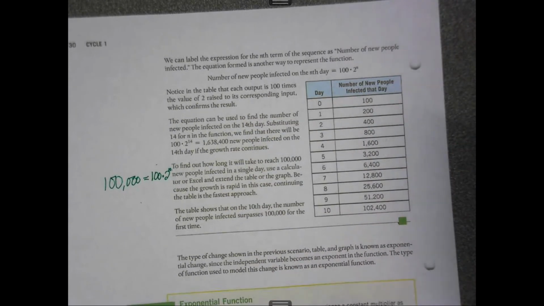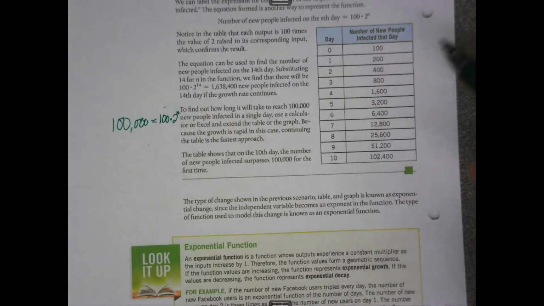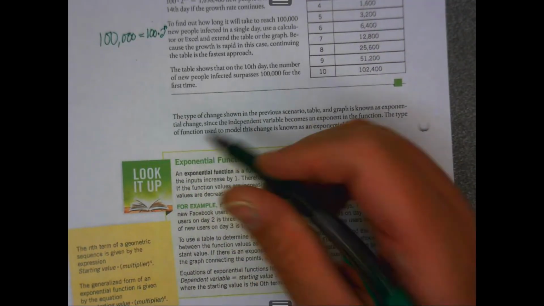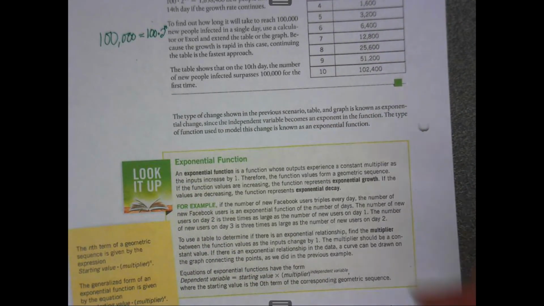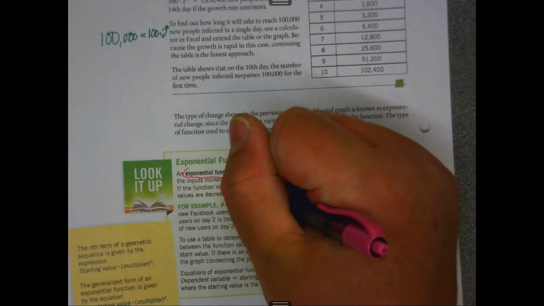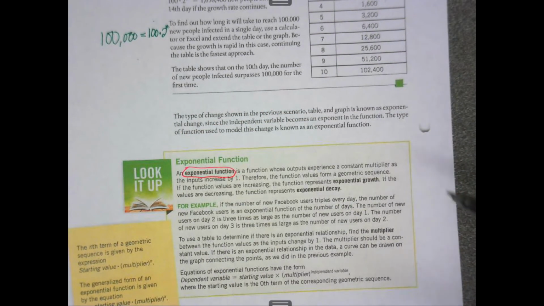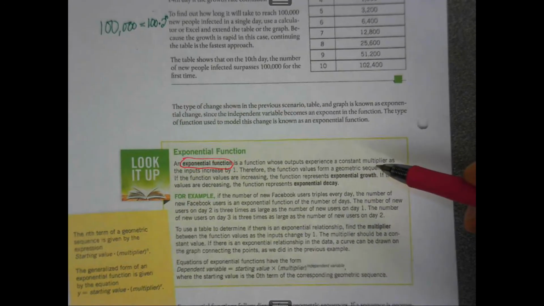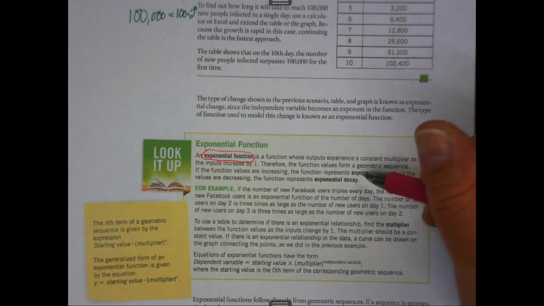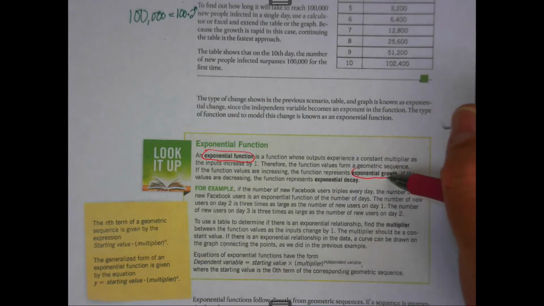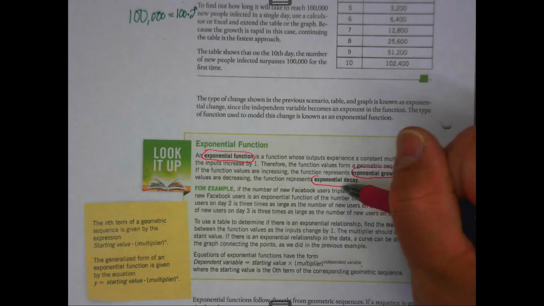I'm going to show you different kinds. Anyway, a geometric sequence is called an exponential function. Okay, just like we did with the linear function, you're going to have exponential growth and exponential decay.